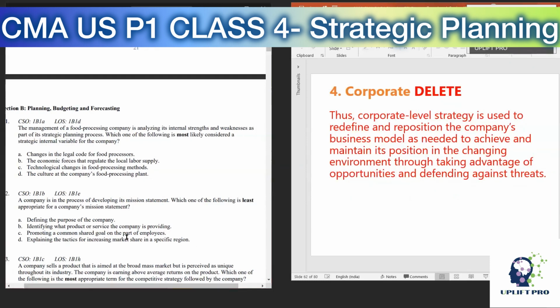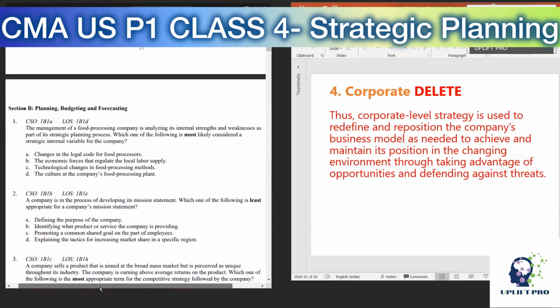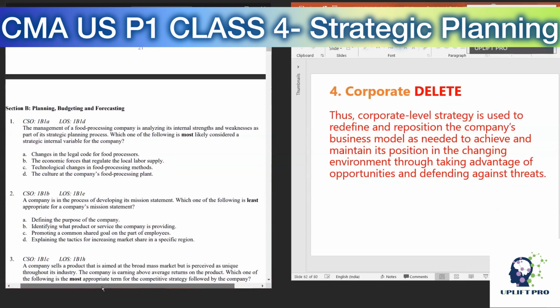Can you answer question number 2? Company is in the process of developing its mission statement. Which one of the following is least appropriate for the company's mission statement? I've got 2 people say C and 4 people say D.